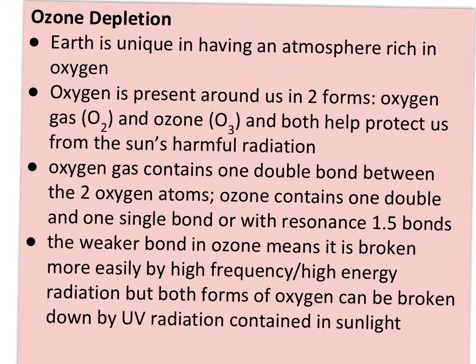So Earth is unique in that it has an atmosphere rich in oxygen, which is why we're a planet with life on it. And oxygen is present around us in two forms: oxygen gas, or normal oxygen that you think about that we need to live, and then ozone. And down in the area of the atmosphere where we hang out, ozone is considered a pollutant. That's not a good thing. But up in the stratosphere, there's a lot of ozone, and combined with oxygen gas, it helps protect us from the sun's harmful rays.